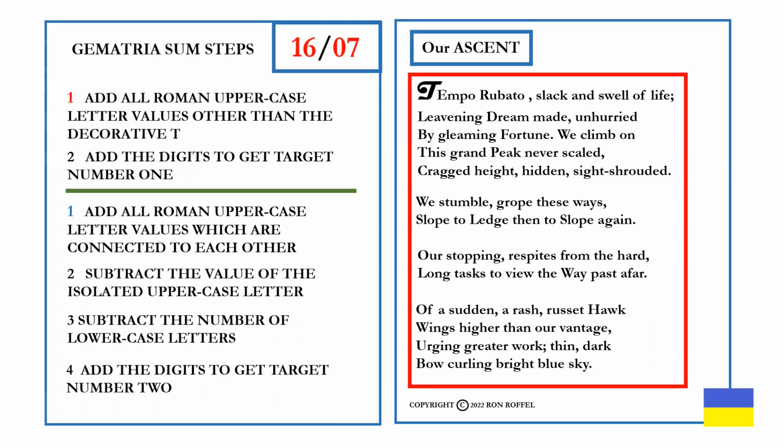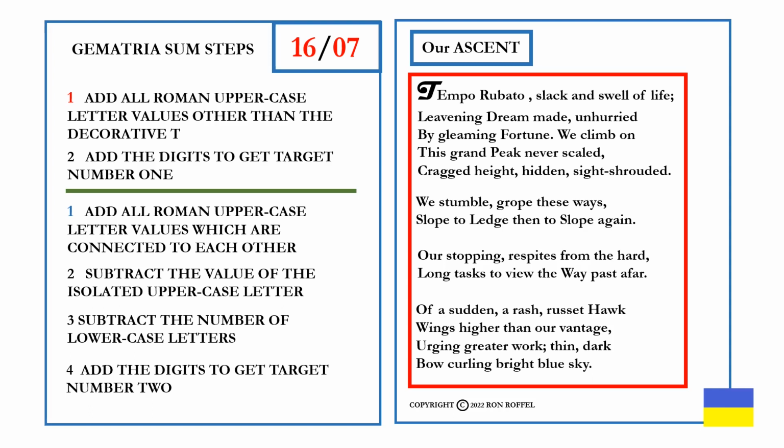The first one, in the red box, is that you add all Roman uppercase letter values other than the decorative T. Most of the puzzles we will see in the First Folio will not have a decorative initial involved unless it is necessary. The second step in this puzzle is to add the digits to get target number 1.